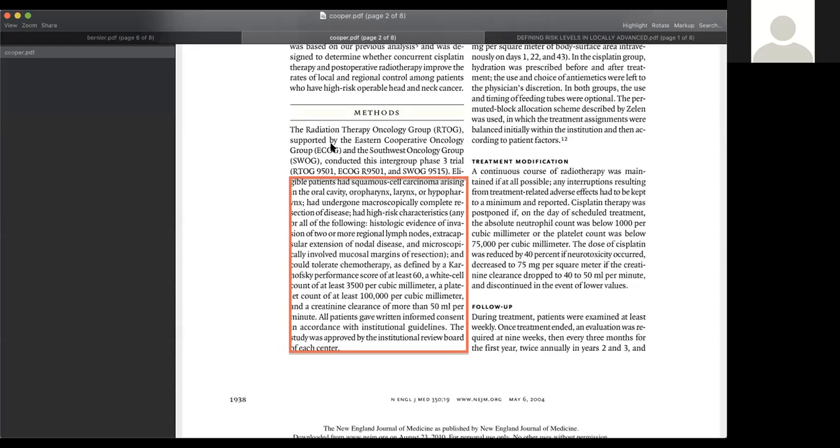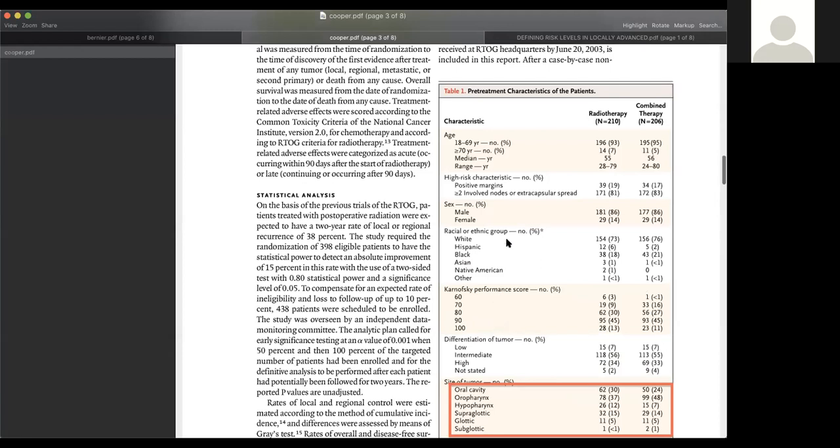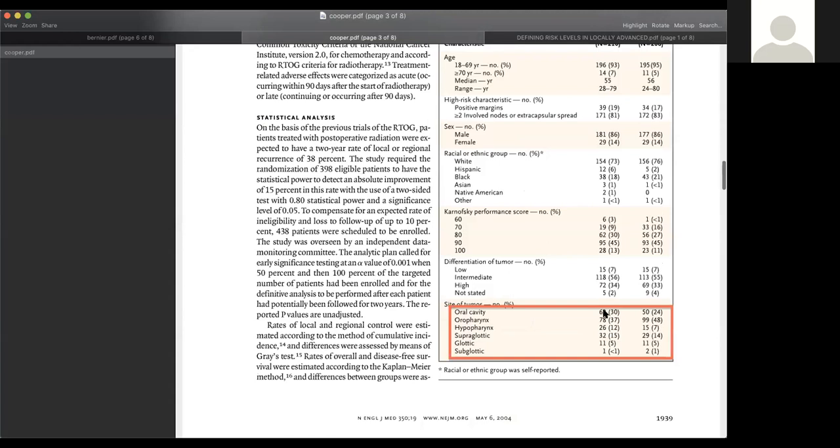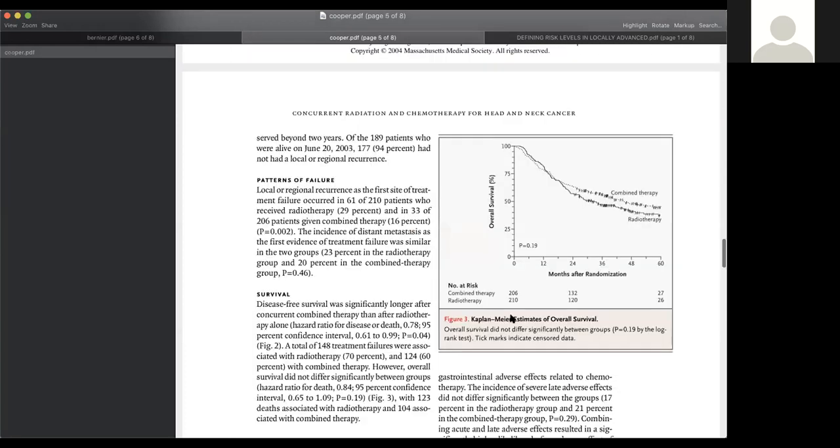And here the primary endpoint was local and regional control, and the secondary endpoints were disease-free survival, overall survival, and adverse effects. They had randomized their patients, and you can look at the division of the patients. The oropharynx is a higher group than the oral cavity in this study, and all the other factors were quite evenly matched between the two arms, that is, the radiotherapy arm versus the radiotherapy plus chemotherapy arm.